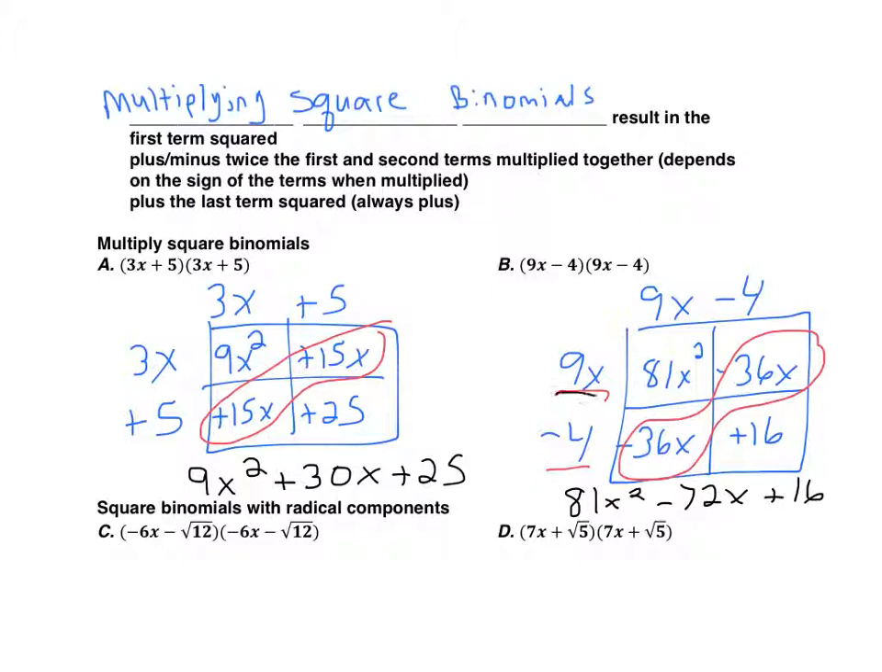So if you notice, 9x squared is 81x squared. Negative 4 squared is 16. And then 9 times negative 4 is negative 36, doubled is my negative 72x in the middle. And if we notice that we have a plus here, which results in a positive here, we have a minus here, which results in a minus here.